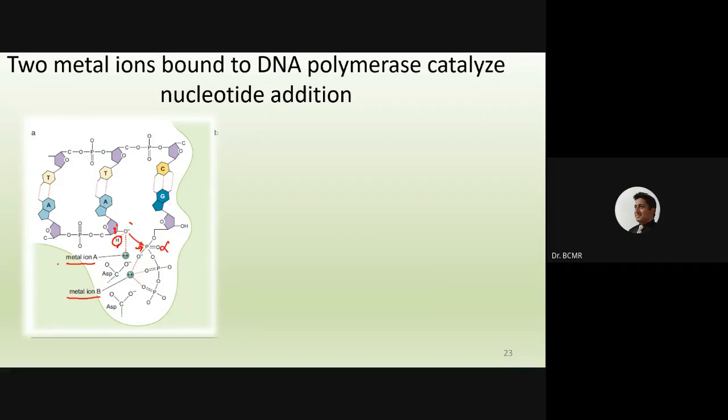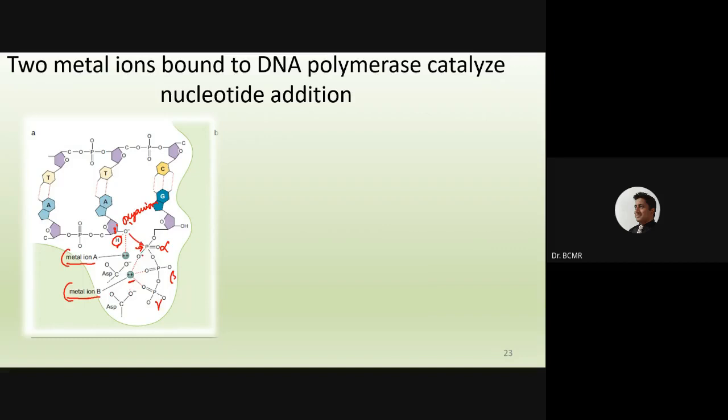What you should remember is that these two, metal ion A and metal ion B, are important. What is the function of metal ion A? To deprotonate the 3' OH so that it forms an oxyanion. And the second one, metal ion B, keeps the alpha, beta, and gamma phosphates positioned appropriately. The negative charges are mitigated by metal ion B.